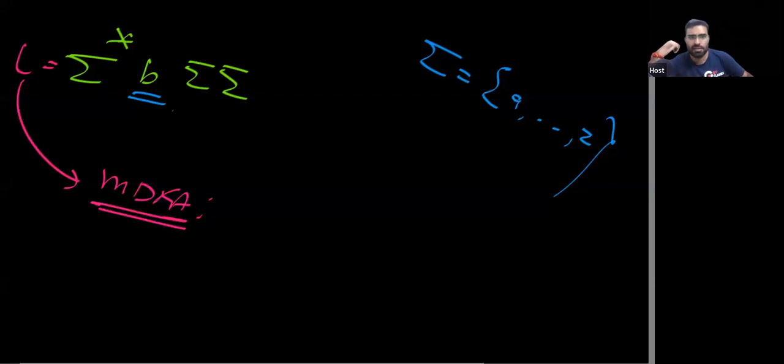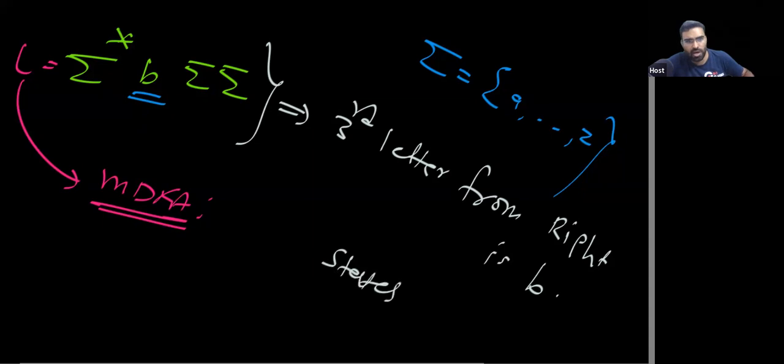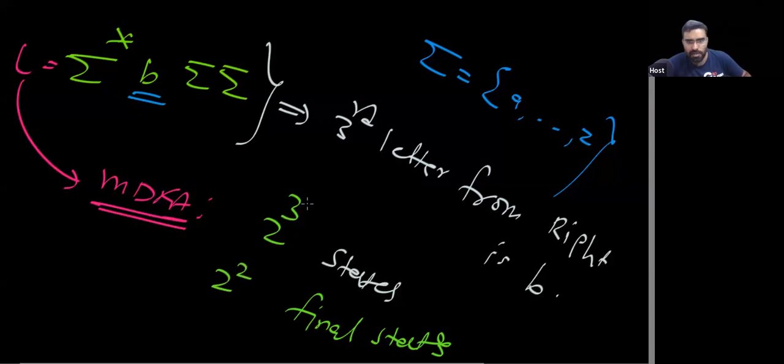Here you have the third letter from right is B. So tell me, how many states will be there? There will be 2 power 3 states, so a total of 8 states. And half of them will be final states. Yes or no? So a total of 8 states and a total of 4 final states. So this is your minimal DFA.